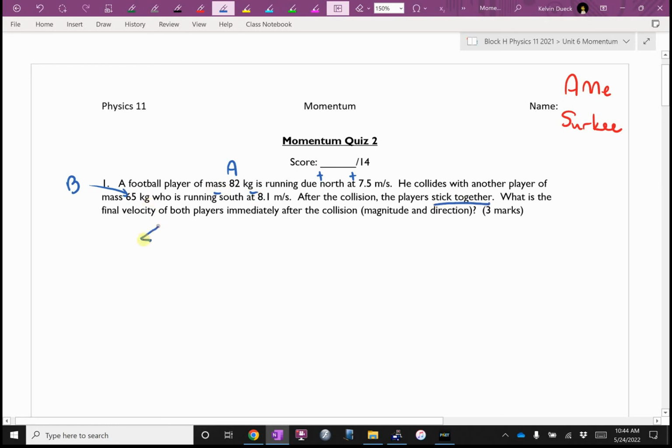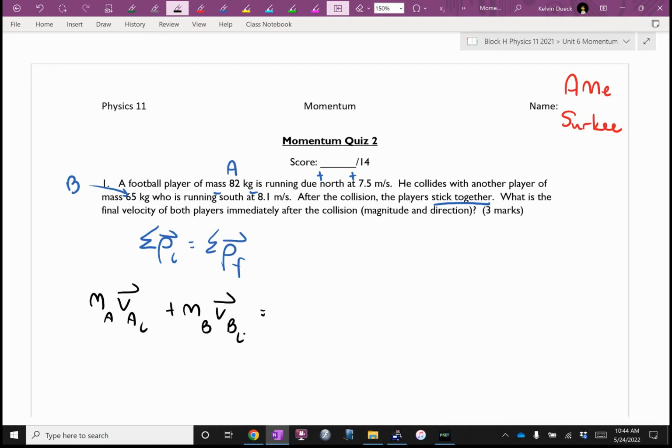I would probably start out by writing the sum of all the initial momentum equals the sum of all the final momentum. And now I'm going to say before the collision what's moving. It looks like I have mass A and velocity A initial and mass B, velocity B initial. Bam! They collide. After the collision, stuck together. What does stuck together mean? Mass A plus mass B, V final.